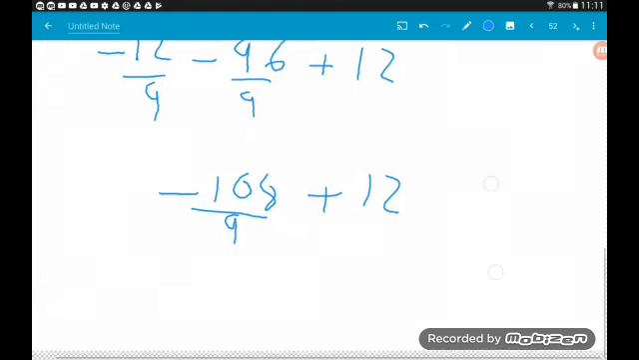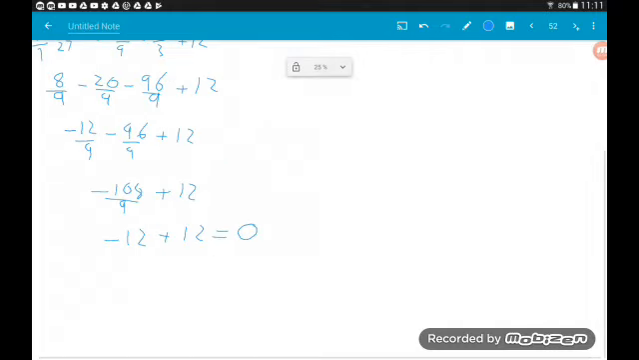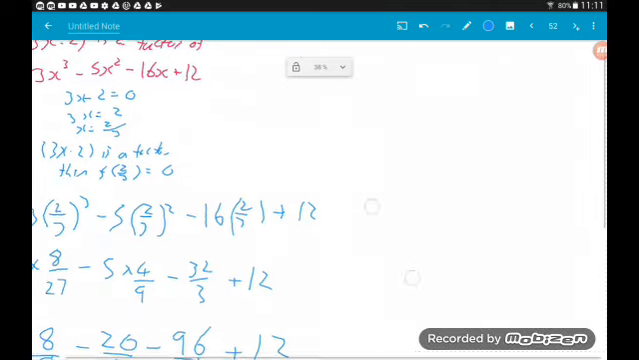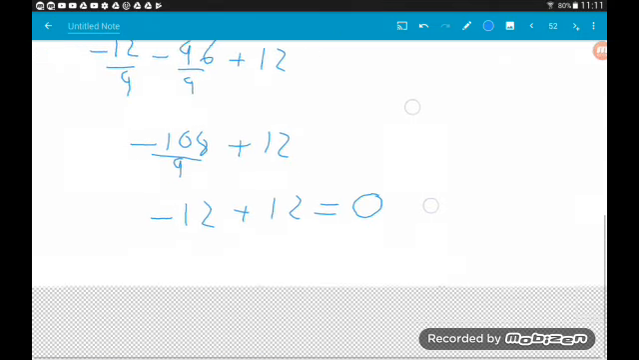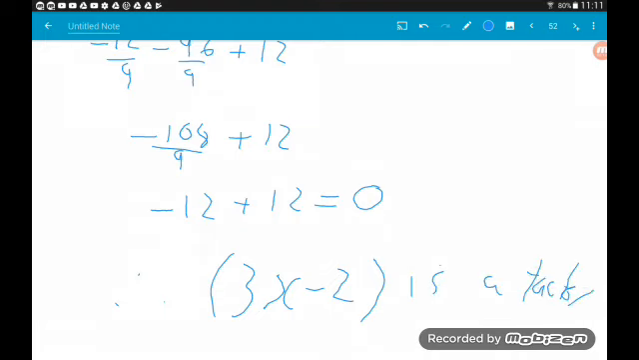Now minus 108 divided by 9, thankfully, is minus 12. So we got minus 12 plus 12, and that does indeed equal 0. Now I've forgotten what the potential factor was. 3x minus 2. So we can now confidently say, therefore, 3x minus 2 is a factor. Awesome.